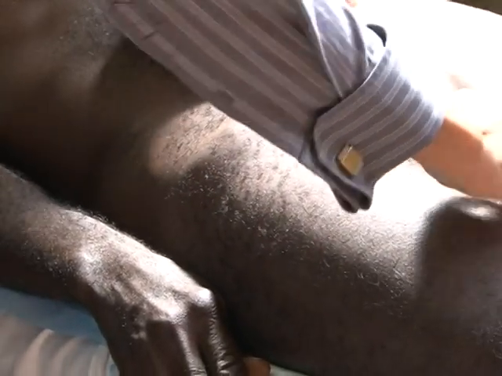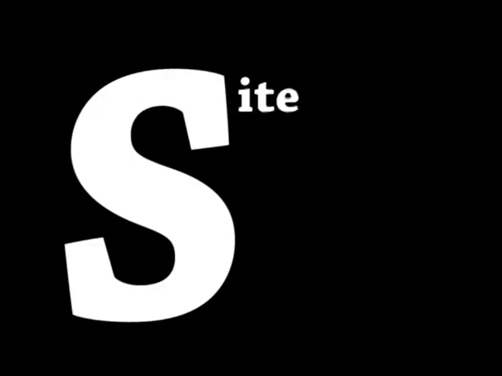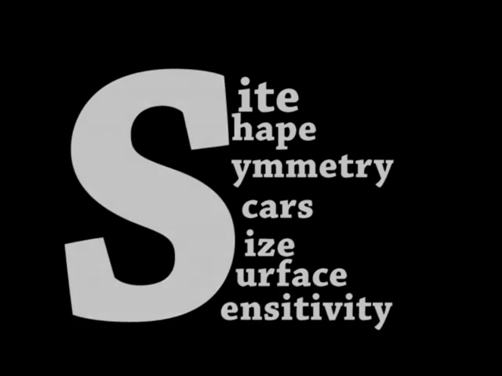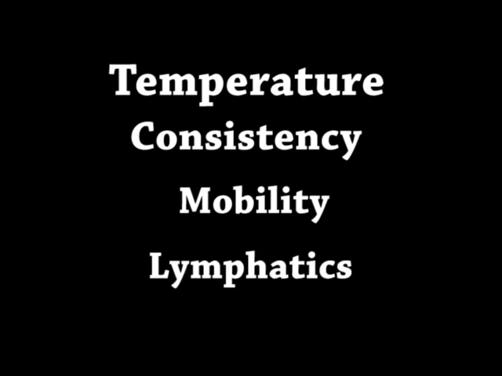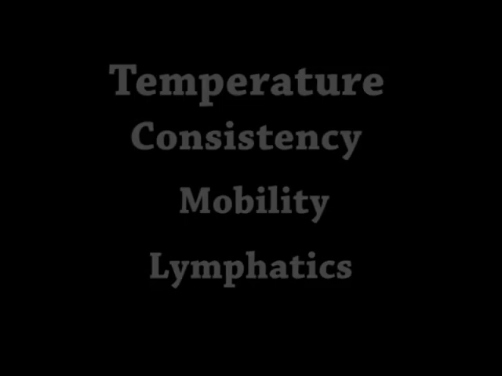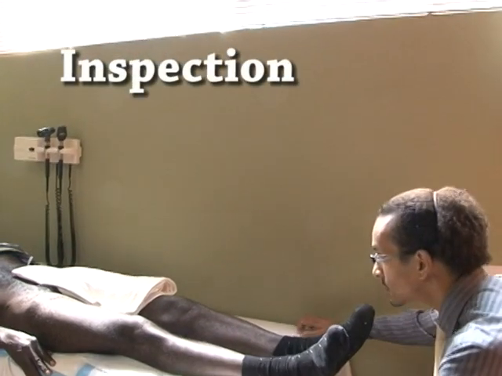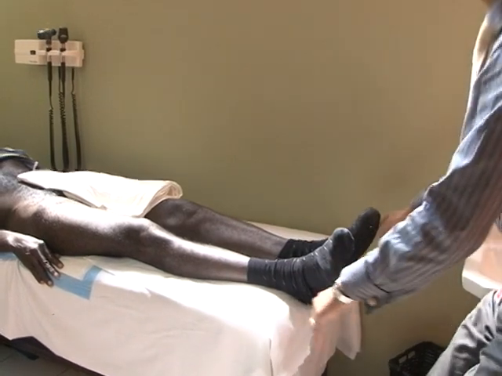In surgery, we talk about the 7 S's of examination of lumps and bumps: the site, the shape, symmetry, scars, size, surface, and sensitivity. To this we add TCML: temperature, consistency, mobility, and lymphatics. It is important to commence the examination of any swelling by inspection. This is followed by palpation, auscultation, and transillumination.